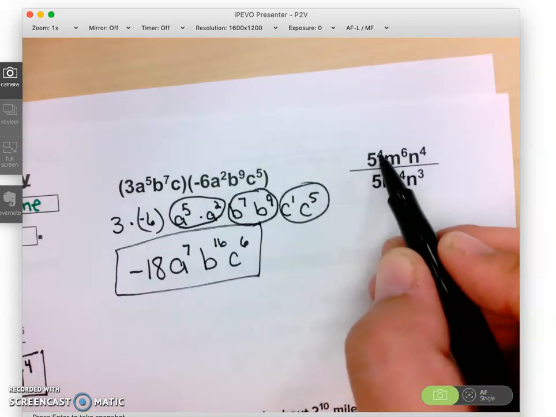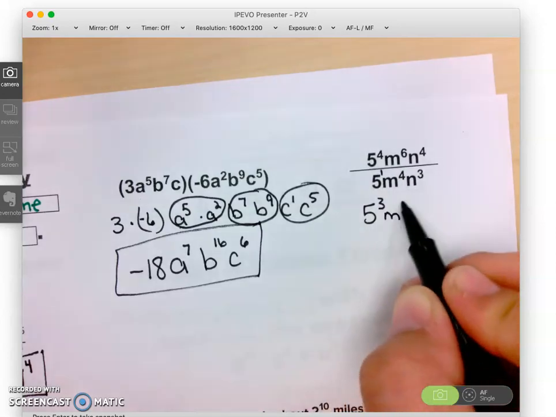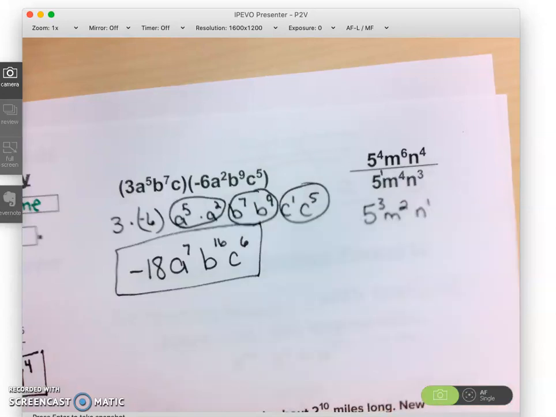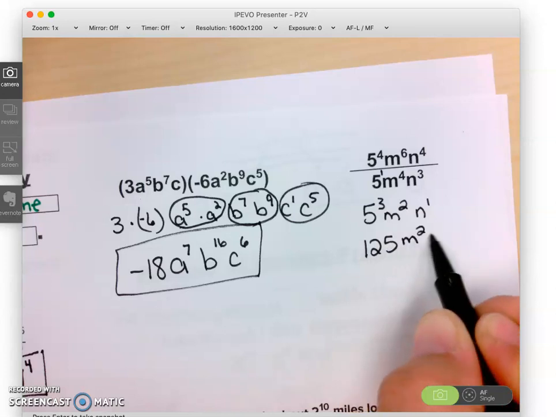Same here. 5 to the 4th power. So I have 5 to the 3rd power. M to the 2nd. Running out of time. Sorry, I'm going fast. This can be worked out to 125. M to the 2nd. M to the 1st. A minute and a half.